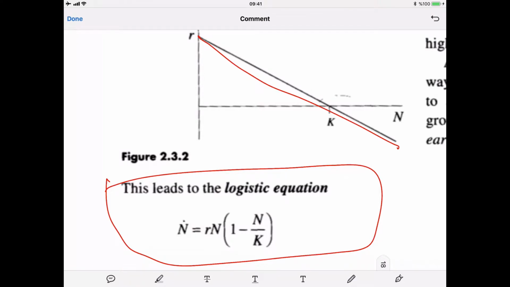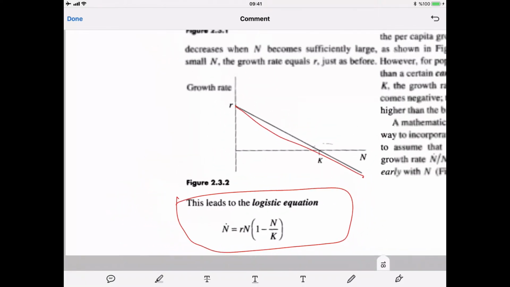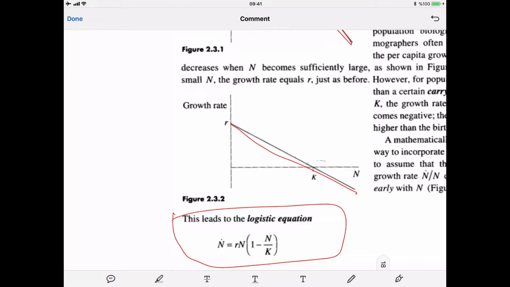So you can see that in this problem, is it a linear 1D system or a non-linear 1D system? Non-linear. Yes, it is non-linear because this is the growth rate. It is actually n dot divided by n. Okay, so it's different from our plots that we did before.